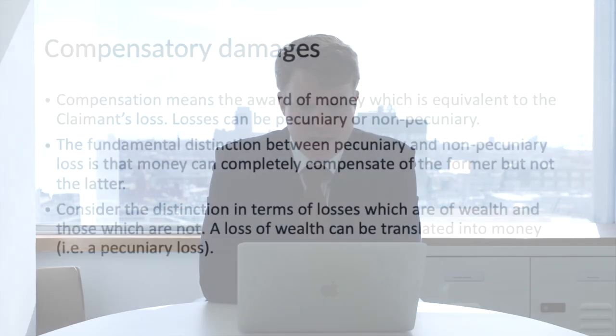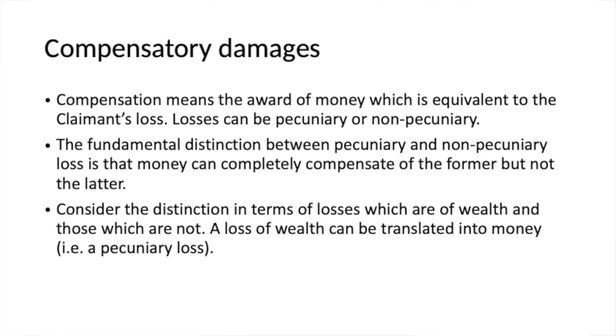Okay, so compensatory damages. I don't want to revert to basic tort law, but when grappling with difficult questions, it's an age-old adage that you should start at the beginning. So let's actually look at compensatory damages, what they are and what they intend to achieve. Compensation means the award of money which is equivalent to the claimant's loss. The losses can either be pecuniary or non-pecuniary. The fundamental distinction between pecuniary and non-pecuniary loss is that money can completely compensate for the former but not the latter. So consider the distinction in terms of losses which are of wealth and those which are not. A loss of wealth can be translated into money and therefore is a pecuniary loss. For example, if you are claiming for the cost of glasses, that is a pecuniary loss.